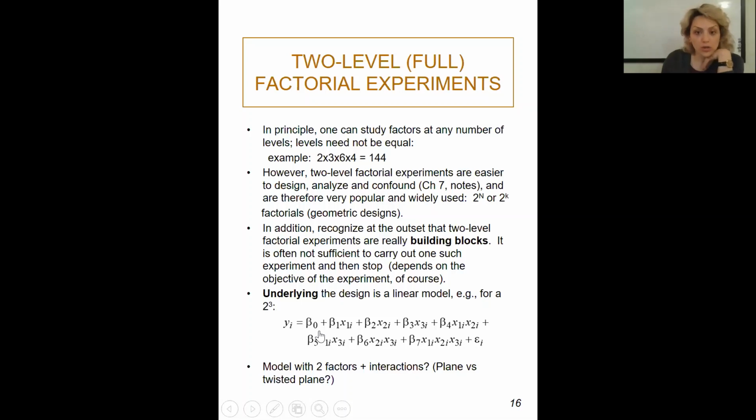It would be beta null, beta 1 x1, beta 2 x2, beta 3 x3, beta 4 x1 x2. Here, instead of beta 4, you can write beta 1,2 as well. Some books use indices like that, and they wouldn't write beta 4, beta 5. They would say, if I have x1 and x2, for beta I would have 1,2. Both are acceptable. And then beta 5 x1 x3. So you see all of the interactions, the 3 interactions.